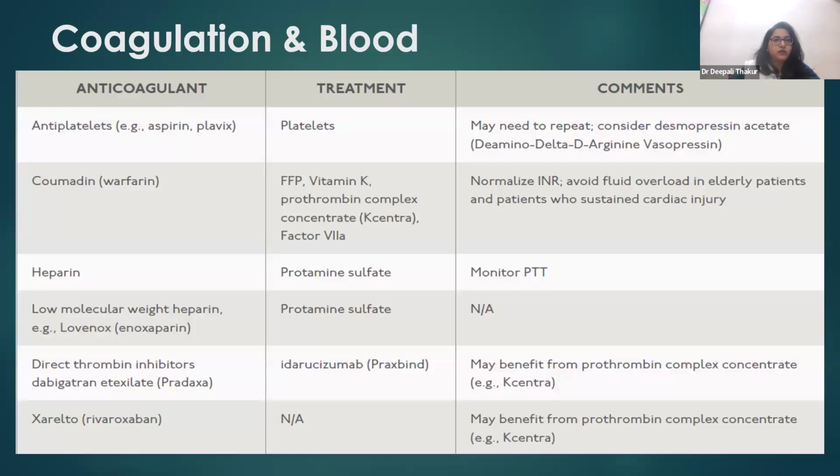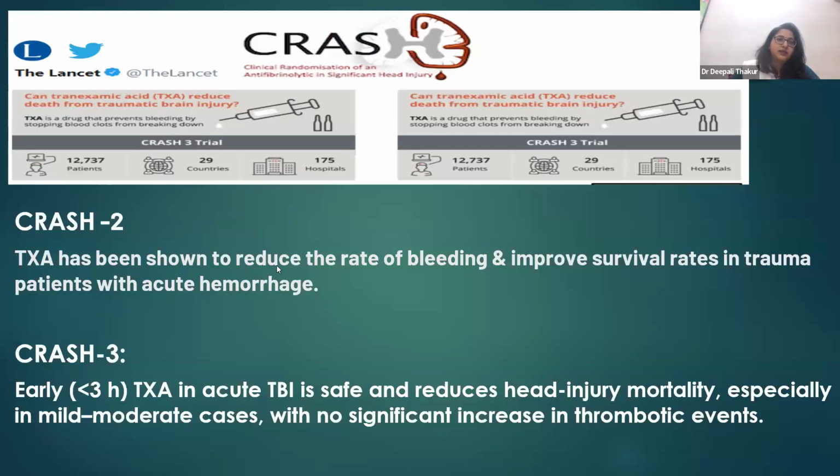So these are actually the anticoagulants. So mainly these patients may require, depending upon the values, either platelets, FFPs, vitamin K, prothrombin complex concentrates. So depending upon what anticoagulant this patient is on, whether he's on antiplatelets or anticoagulant, you are supposed to reverse it with the appropriate agent, right? This is a beautiful study done with respect to tranexamic acid in trauma, CRASH 2 and CRASH 3 study.